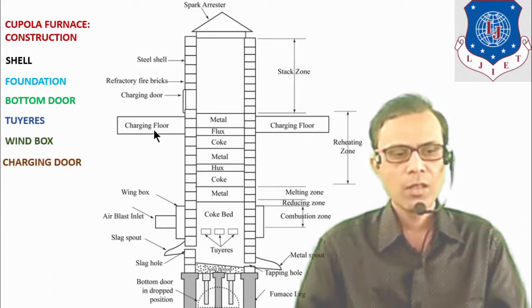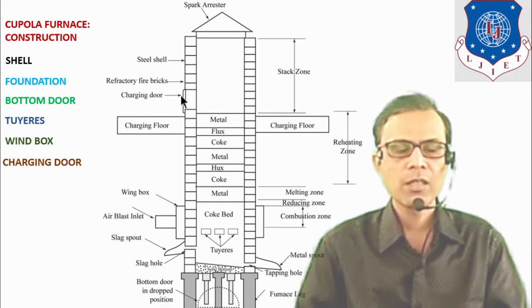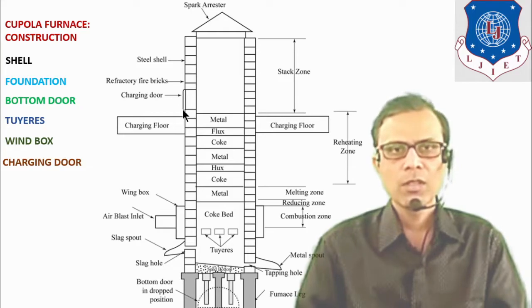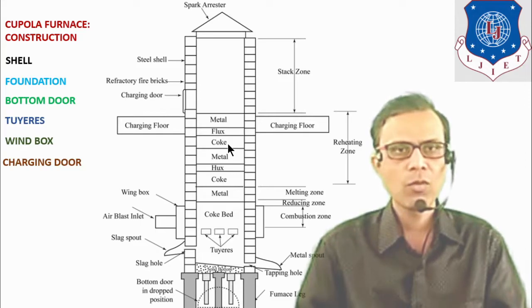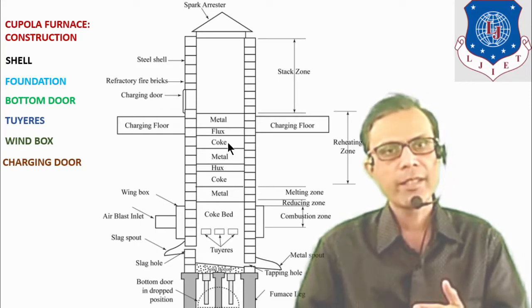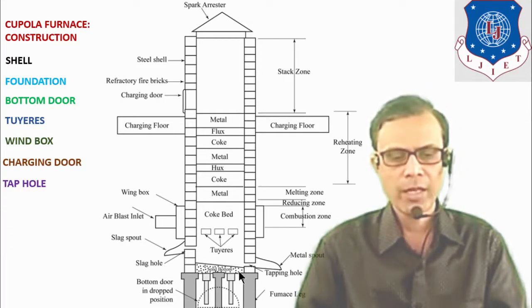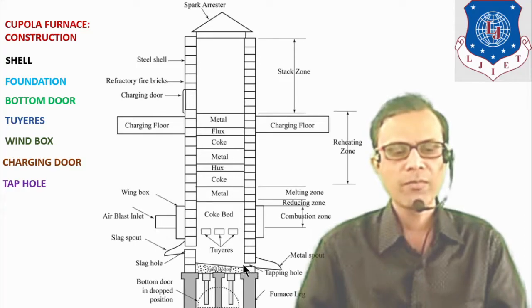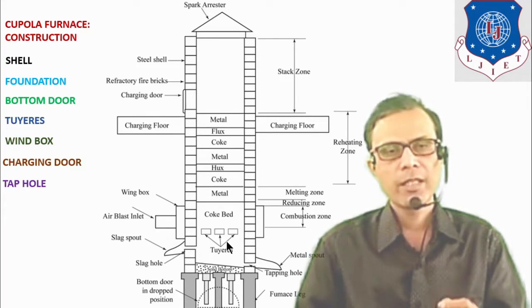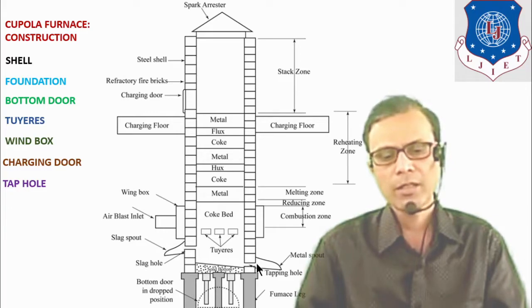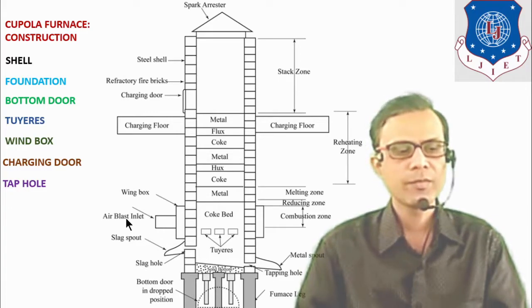Charging door. It is a charging floor, and above the charging floor, charging doors are located. These doors are used to charge the cupola furnace. From this door, alternate layers of metal, flux and coke will be charged inside the furnace. The tap hole is located here at the bottom part of this furnace. The molten metal can be collected from this part, which is known as a tapping hole.